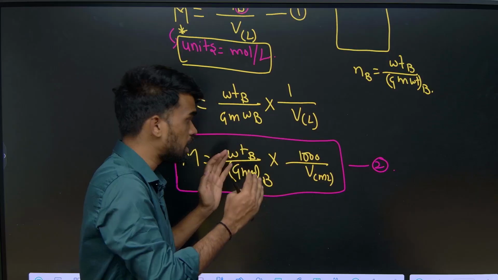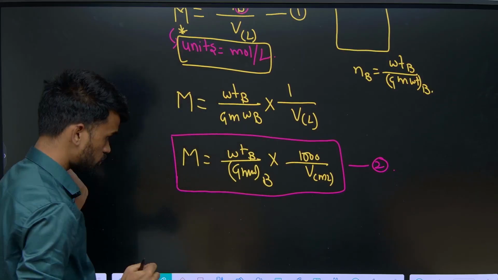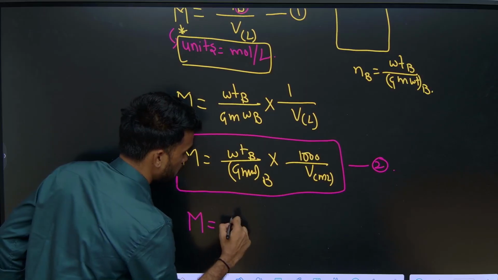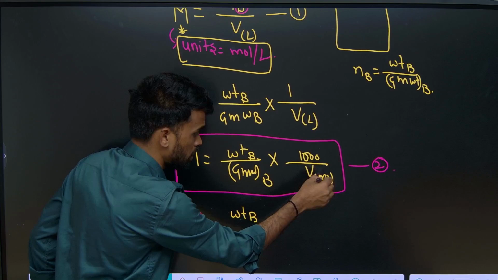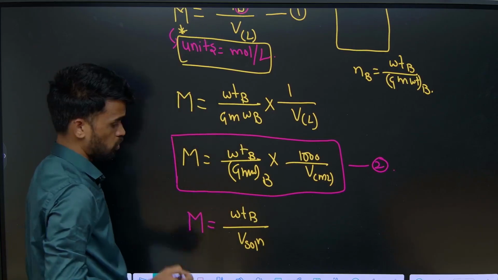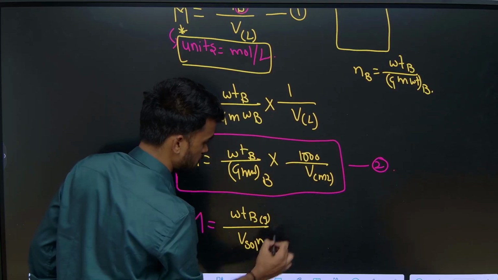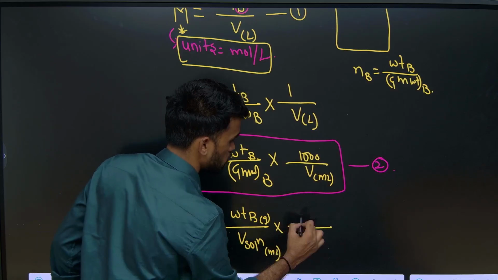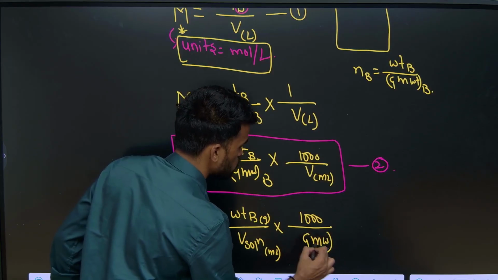So let us interlink this molarity with what we discussed in the last slide. Here I am writing molarity. Weight of B means weight of solute. V is the volume of solution. So weight of solute, which is in grams, and volume of solution, which is in ml, we can express, multiplied by 1000, and here we have the gram molecular weight of solute.